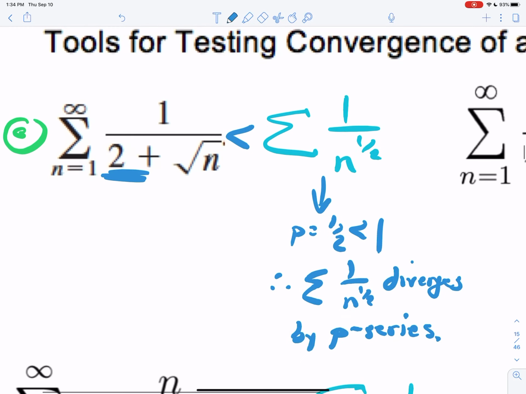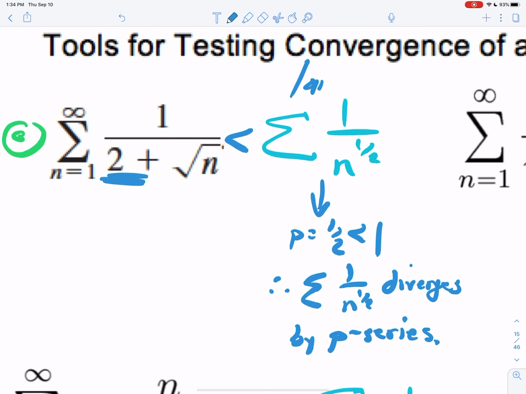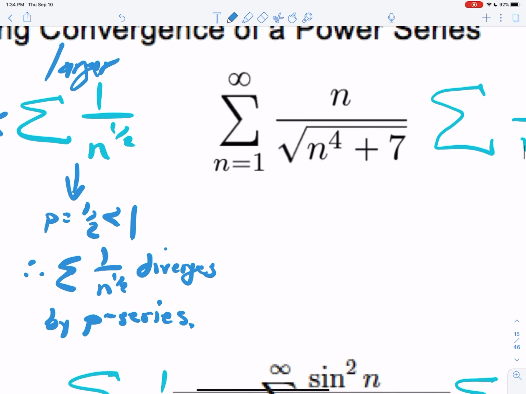We just showed that the larger one diverges. So does that mean the smaller one will diverge too? It doesn't. The smaller one could easily converge. So again, inconclusive. You're probably tired of all these inconclusive ones. Don't worry, we will eventually figure out how to do those. Here's part F.